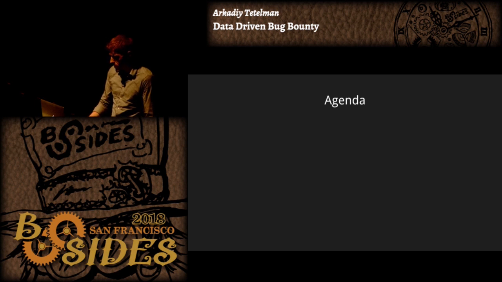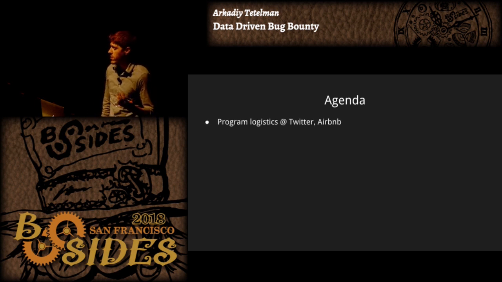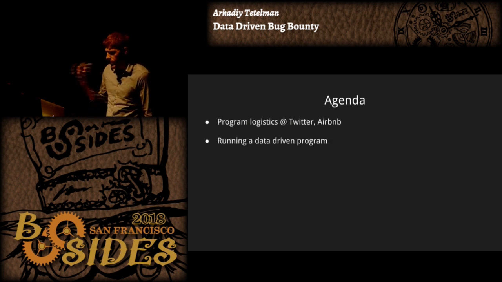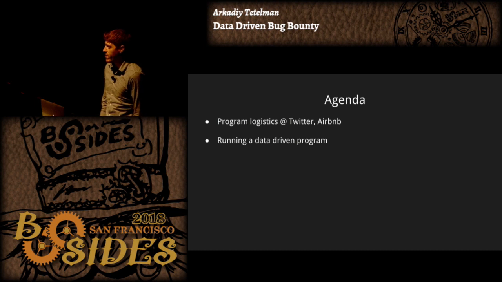So the agenda for the talk, I'm just going to talk briefly about the logistics of the programs at Twitter and Airbnb, how we actually ran them, what that meant for us. We're going to jump into running a data-driven program, really the bulk of the talk. And I'm going to jump the gun a little bit, but the most important point is you're going to have limited resources and availability to actually get all the projects done that you want. So using this data-driven approach is going to let you prioritize your issues and measure ROI.